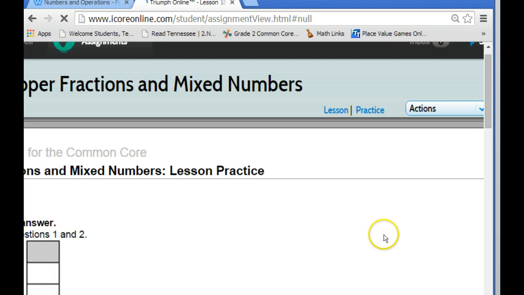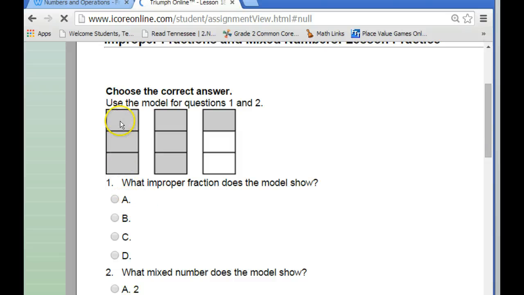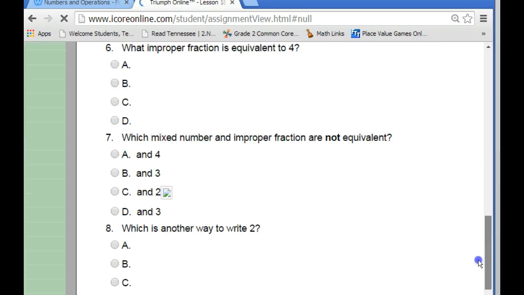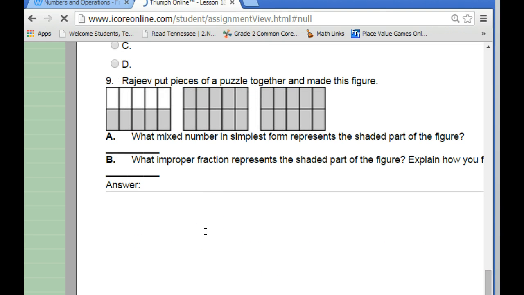So what you can do is just scroll through the questions and click on the answer. So here we have 1 whole, 2 wholes, and then 1 of 3. So our answer, and it's not showing up right now, the internet is a little slow, you can see it spinning, but you would select 2 and 1/3 for that model. Some of the questions as you scroll down are going to be open-ended type questions. So definitely try your hardest, because on the real Georgia Milestones you're also going to have open-ended questions, and some of them may be part A and part B, just like you have here in Triumph Online.